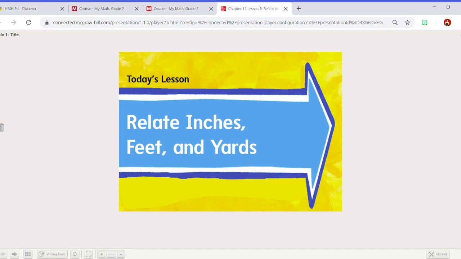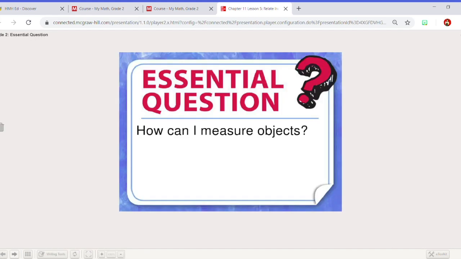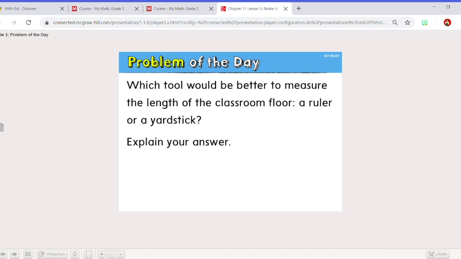Hello, second grade, and welcome to our lesson on inches, feet, and yards. We're going to be relating them to each other, which means we're going to see how many inches equal a foot, how many inches equal a yard, and the same for the other measurement lengths. We're going to warm up our brains today with a problem of the day.